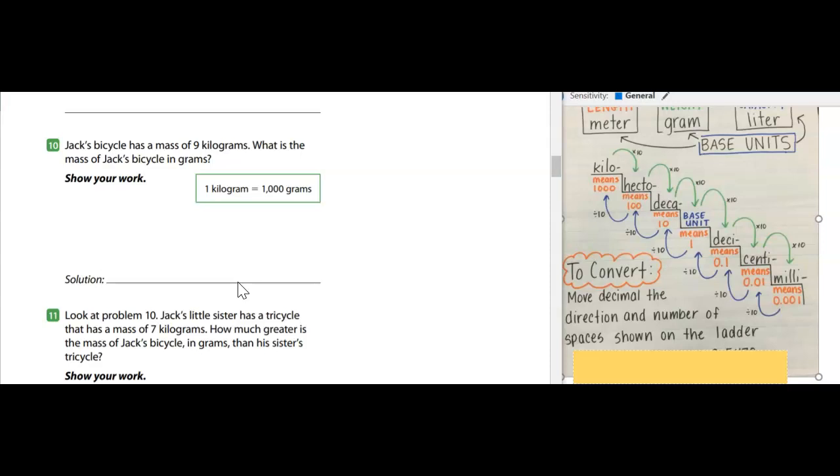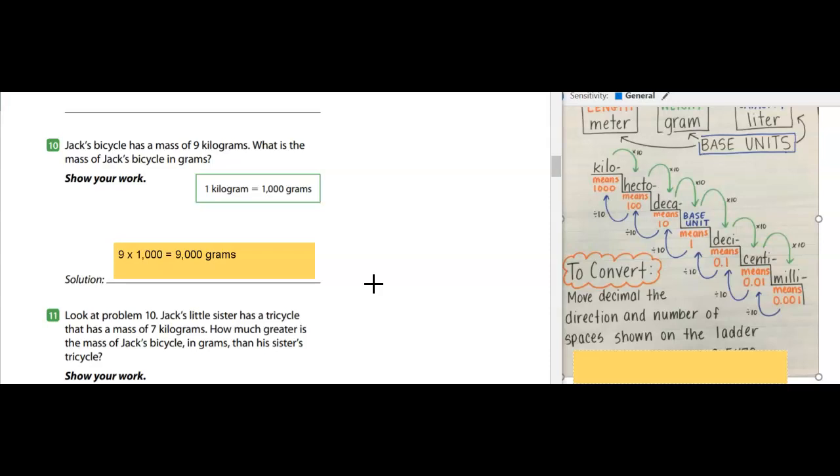So let's go ahead and press pause and work that out on your own in the space provided. So your equation should be 9 times 1,000 equals 9,000 grams. So again, make sure the unit that we're converting it to, you always put that in your answer, 9,000 grams. Let's move on to question 11. We're going to add problem 10.